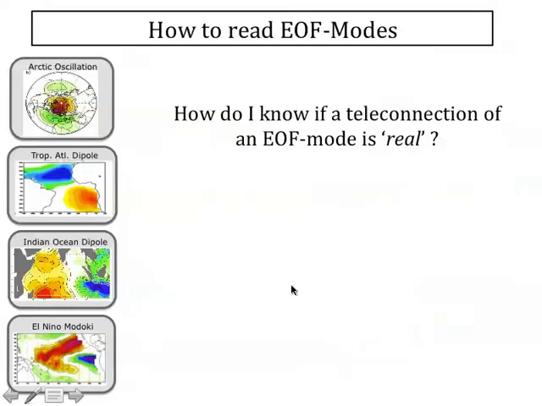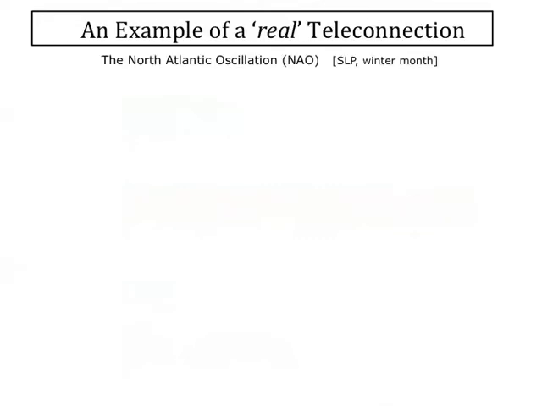So how do you know if any of these patterns is somewhat true or real? I mean, it's difficult to say what real means because they are, of course, based on the data, so they are real in a sense, but how do you know that they represent coherent teleconnections? And I think the best way to understand is to start with a real example, a real teleconnection.